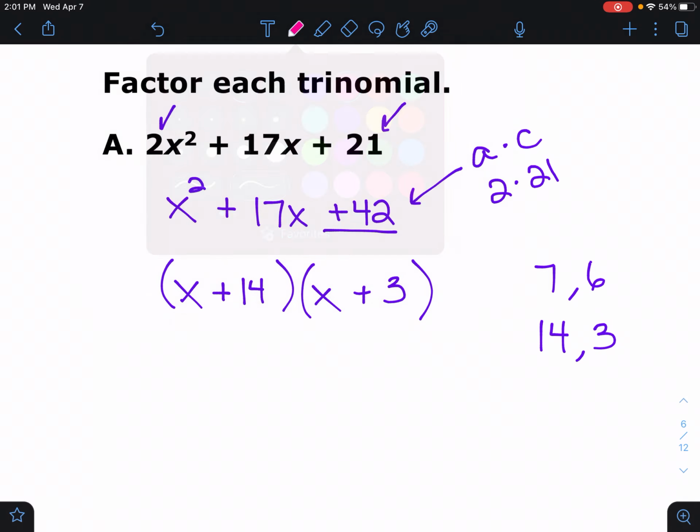You're going to take your leading coefficient here, okay? Your leading coefficient is 2. This is now going to go underneath both of these right here, okay? And then you are going to reduce these fractions. And I'm going to put a little exclamation point because you got to remember to do this part.